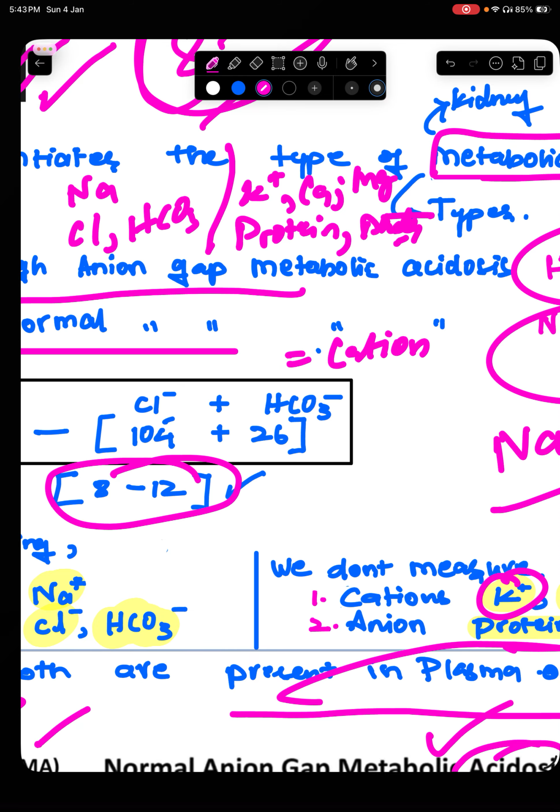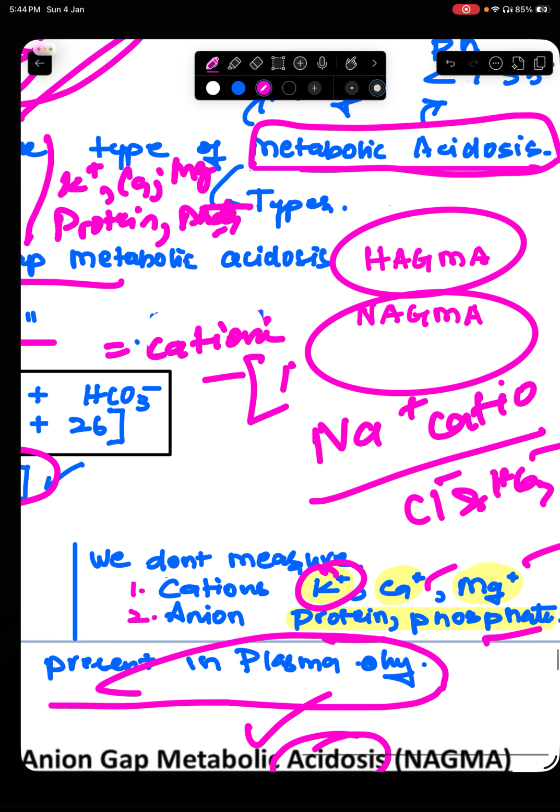What is the formula for anion gap? Cations minus sum of anions. What anions? Cl minus and HCO3 minus.